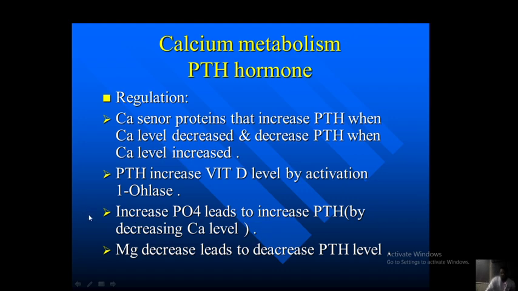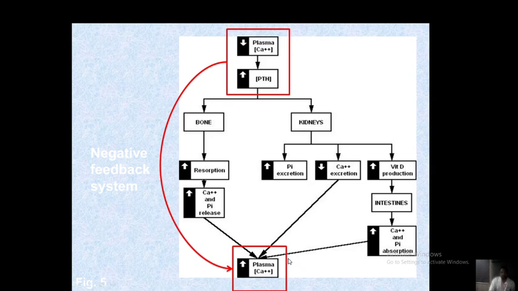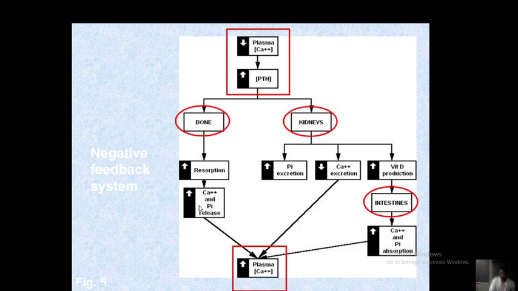This thing is quite confusing, but you just have to learn it by heart. And decreased magnesium leads to decreased PTH level. So again the same thing, when decreased calcium is there, all this process happens, and calcium will increase, and how it increases, we have already discussed.